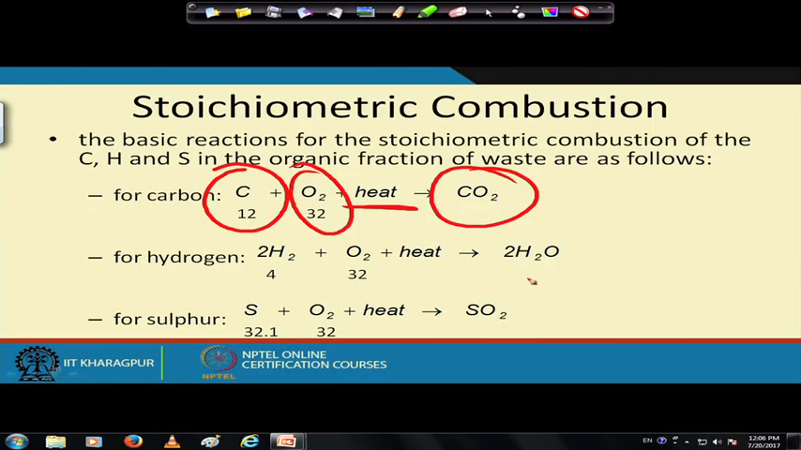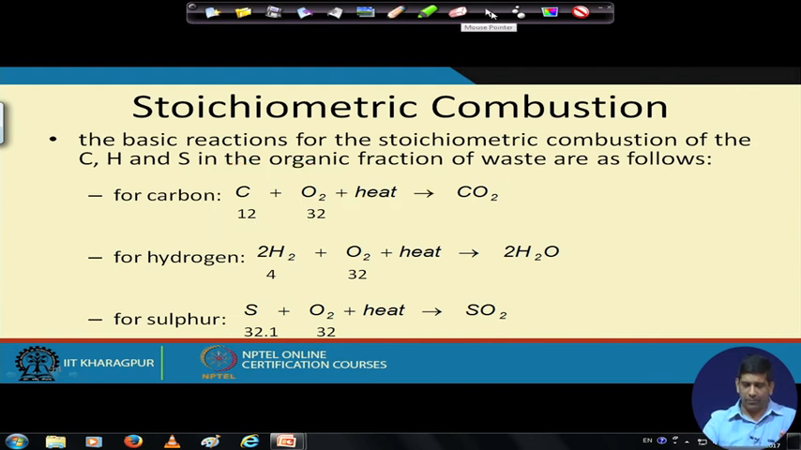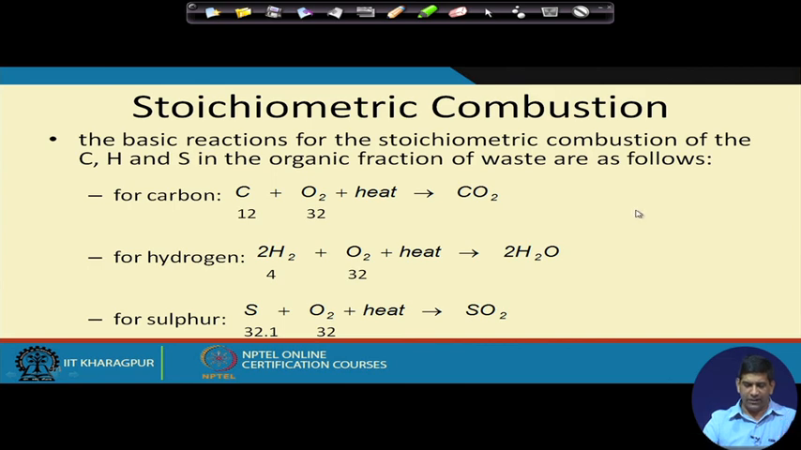If you know the formula of this volatile solid part, we can calculate how much oxygen will be required, based on how much carbon, hydrogen, oxygen, nitrogen and sulfur is present. Based on that, we can calculate how much total oxygen will be required. That is what is known as stoichiometric combustion, where you go by the basic principle.